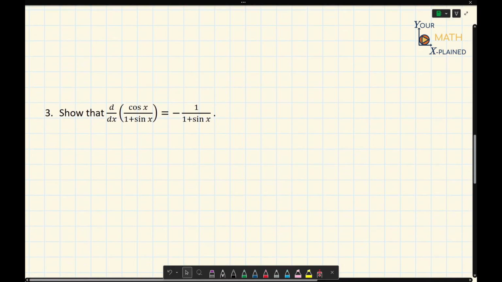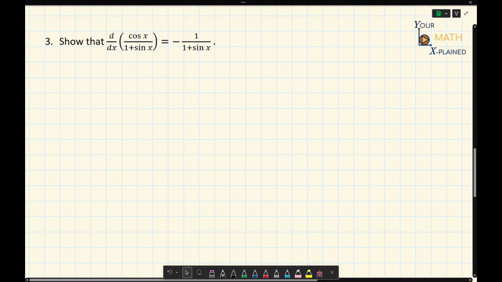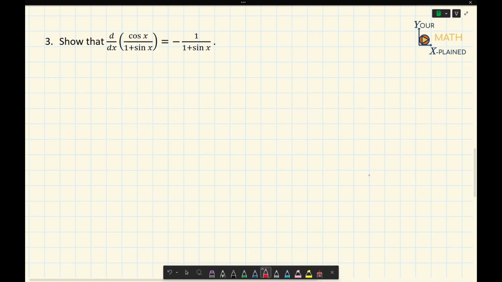And now for our last example in this video, we want to show that the derivative of this expression here is equal to this. Now this is a very common IB problem in which trig identities also need to be incorporated. We start with d by dx of our expression, which is cos x over 1 plus sine x. Here we know that we need to use our quotient rule.